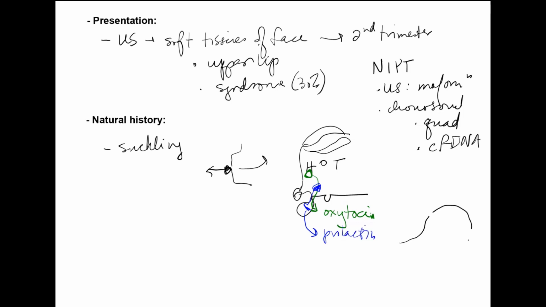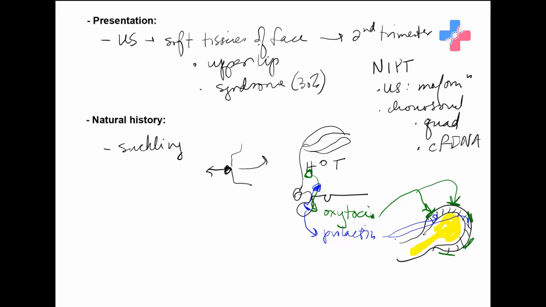In the milk-producing lobule of the breast, these will act on two different cells. The ductal cells produce the milk, and the myoepithelial cells contract so that the milk is expressed. Oxytocin acts on the myoepithelial cells, and prolactin stimulates milk production from the ductal cells.